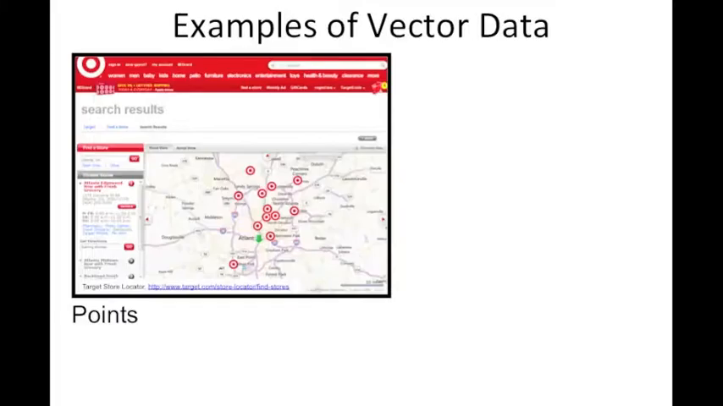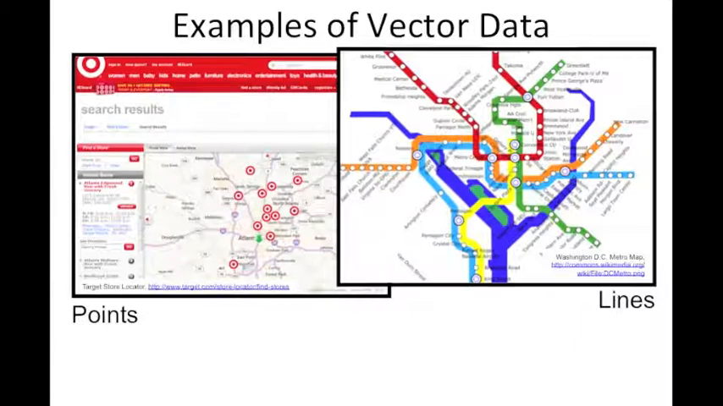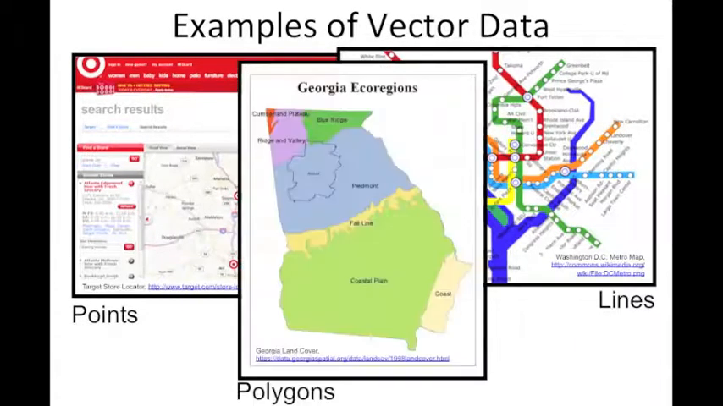Some examples of vector data, these are going to be things with XY coordinates and discrete boundaries. So these are just some real world examples. Some point data would be like Target locations in Atlanta. Lines, this is the metro in DC. And then polygons, these are different ecoregions in Georgia, or it could be something like counties or school districts, anything with a definite concrete boundary.